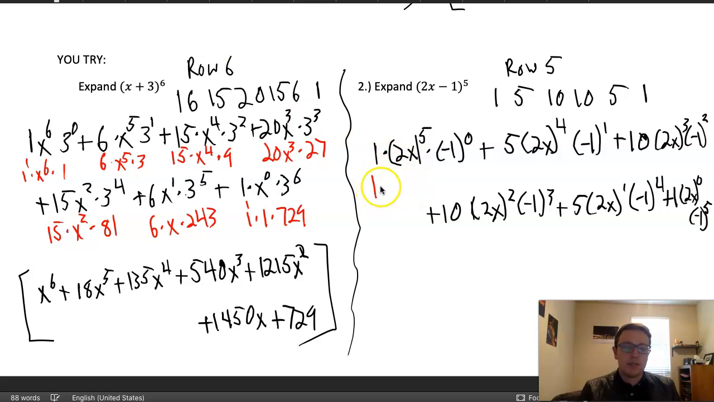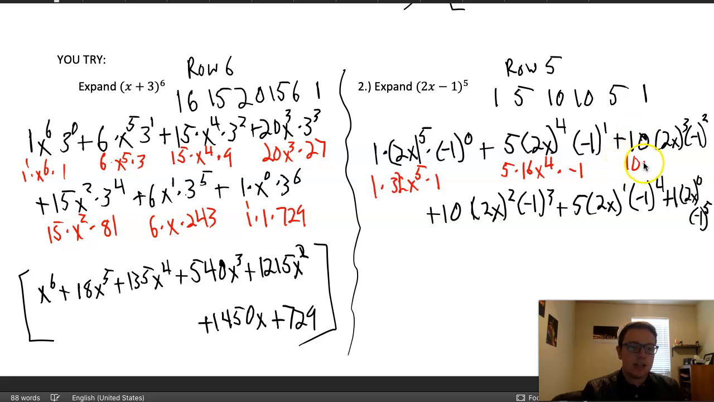So this will be 1 times 2 to the 5th, which will be 32 x to the 5th times 1. Negative 1 to the 0 is just going to be 1. Then we'll have 5 times 2 to the 4th, which will be 16 x to the 4th. Then we'll have times negative 1. Then we'll have 10 times 2 cubed, which is going to be 8 times x cubed. And negative 1 squared, negative 1 times negative 1, is positive 1. We'll have 10 times 2 squared is 4, so 4x squared. We have negative 1 cubed, so that'll be back to negative 1.